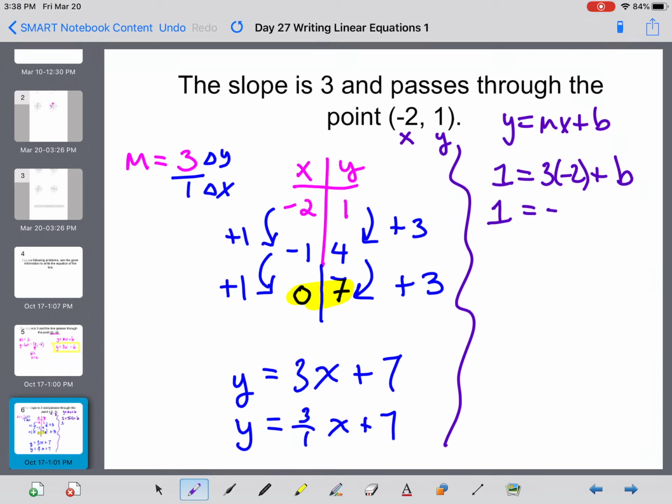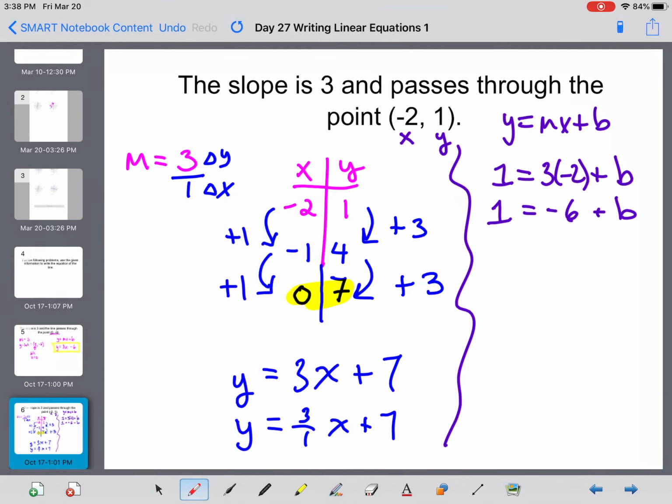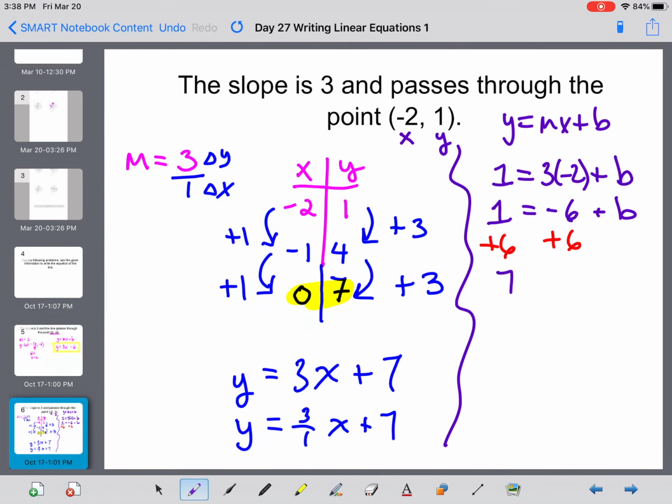So 1 equals -6 plus b, and then I need to legally move that -6 over, so I'm going to add +6 to both sides. And so that gives me a b value of 7. And then from there, I would plug in y equals 3x plus 7. Okay, so that's an alternative way to do it. Both ways are fantastic. You can pick the way that makes most sense to you.